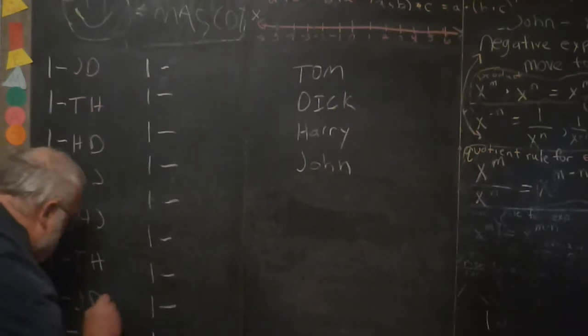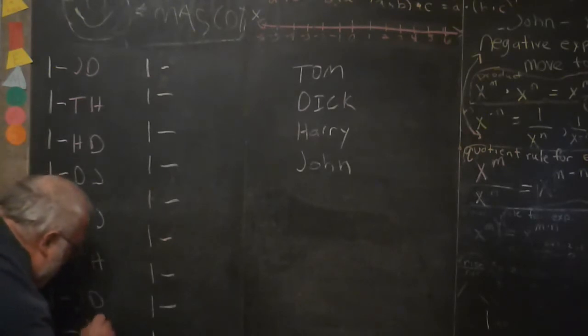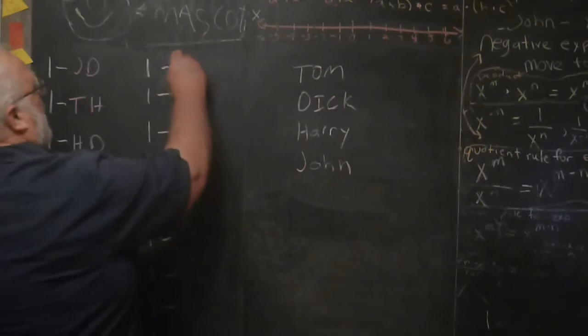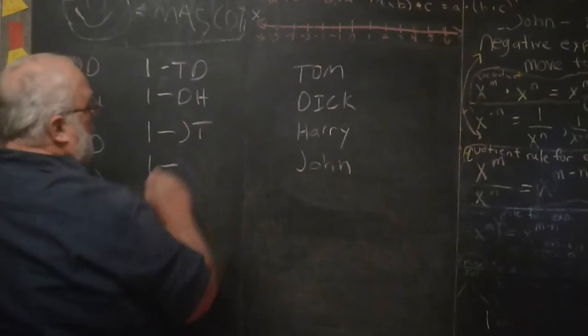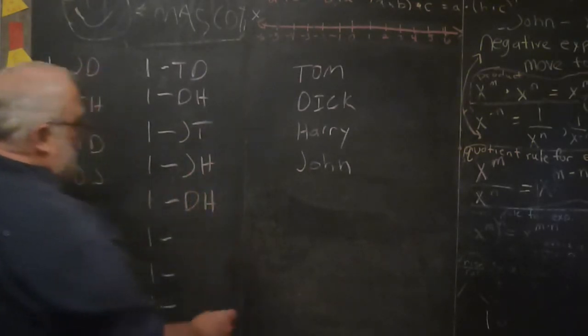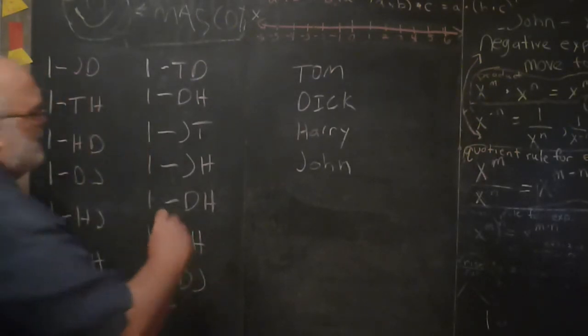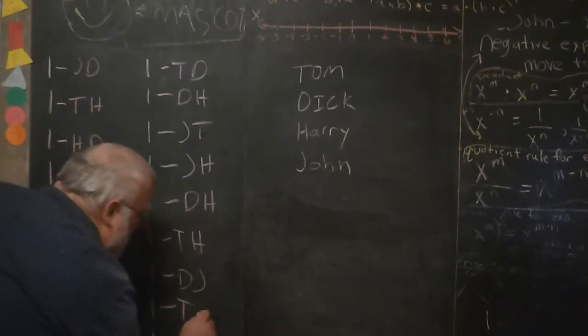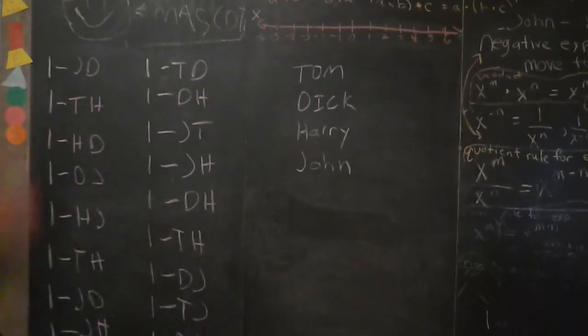It would be John and Dick, in no particular order as to which one serves in what capacity. And then you'd have John and Harry, Tom and Dick, Dick and Harry, John and Tom, John and Harry, Dick and Harry, Tom and Harry, Dick and John, Tom and John, and Dick and John. Now these would be the individuals.